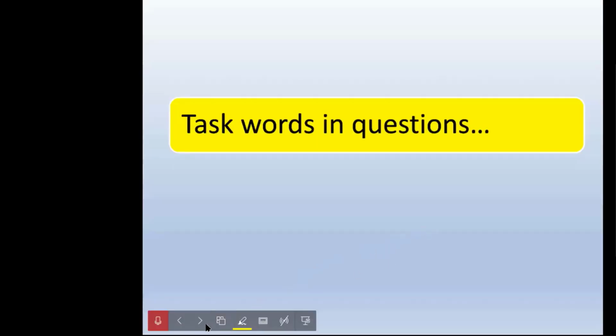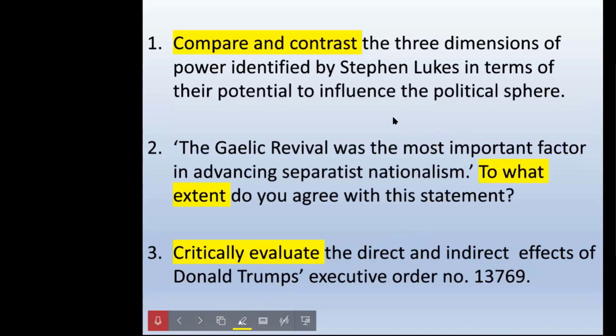So now what I want to do is look at task words in questions, and we've discussed two of them. Compare and contrast the 3 dimensions of power identified by Stephen Lukes in terms of their potential to influence this political sphere. So I've picked out the task words first here. You've got compare and contrast, which we know means similarities and differences. And then we've got this middle one, which is to what extent do you agree with this statement? In other words, how true is it?